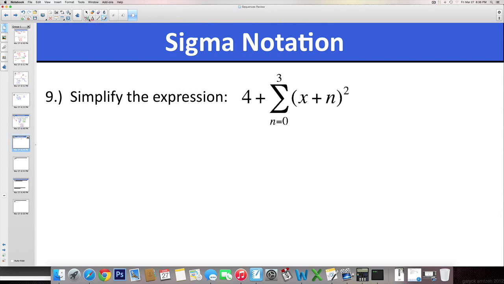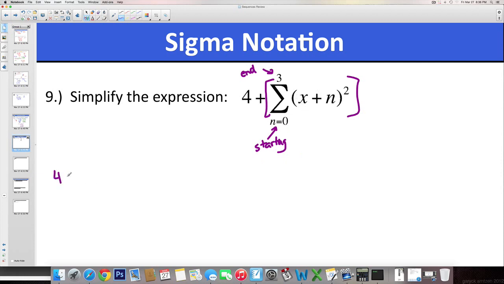So let's move on to sigma notation. We want to simplify this. We'll go ahead and do this summation here: 4 plus, and we have a sigma notation here. Now if you remember, this is our starting value, and 3 is our ending value for n. And we're going to want to then add 4 at the very end. So let's maybe just do the sigma notation first, and then we'll add 4 on at the end.